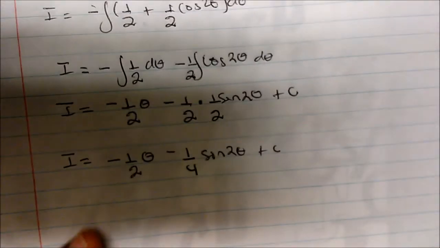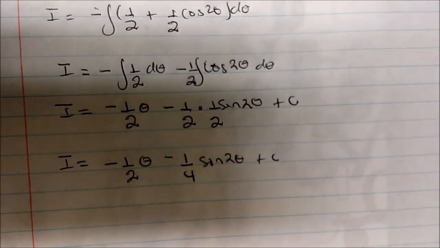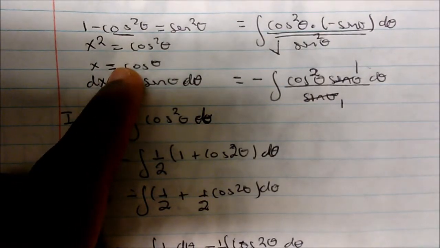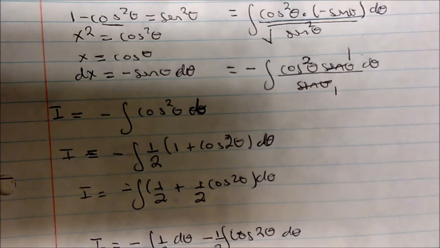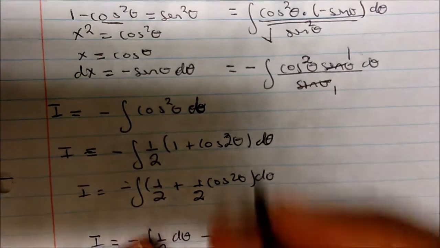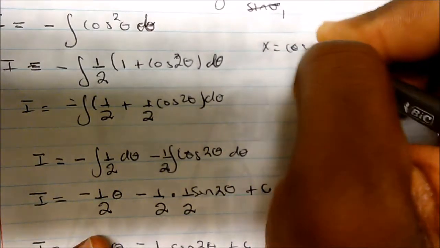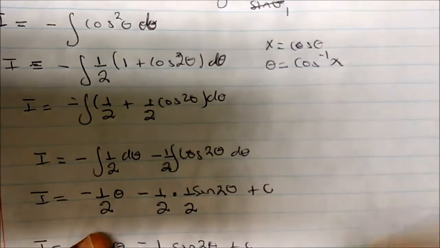Okay, we're not done yet. If I look at this, what is theta? Going back to what we said earlier, we're always going to substitute where x is equal to. In this case, if x is equal to cosine of theta, that means theta has to be cosine inverse of x.